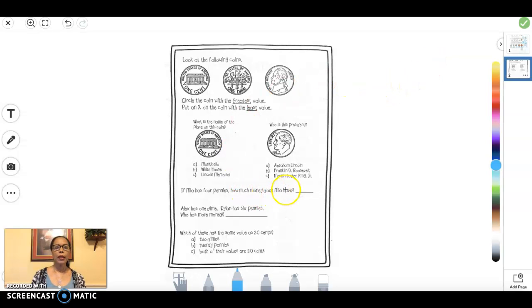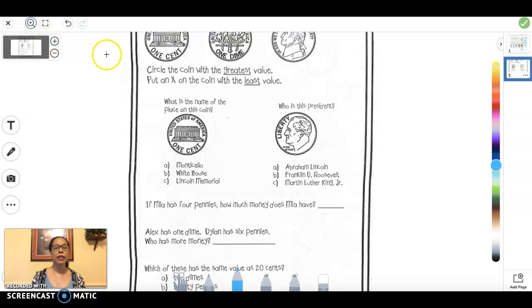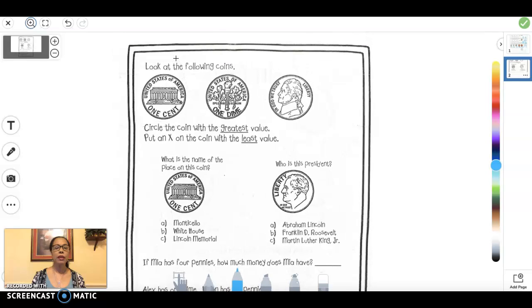This is a little small. I can't see it very well. So I'm going to go right over here. I'll click on that plus button and I'll click one more time so that I can enlarge this. And now I can see it a lot better. The directions say, look at the following coins.